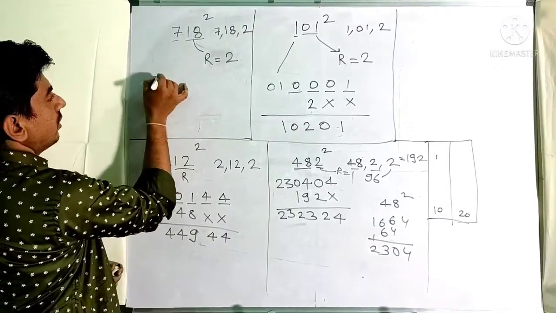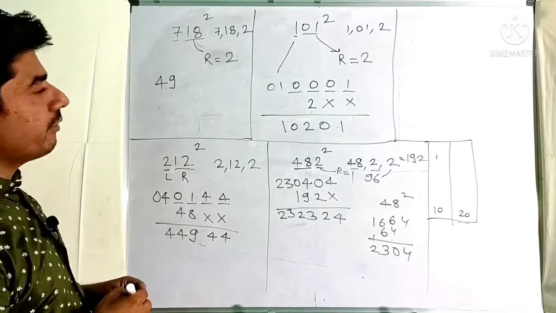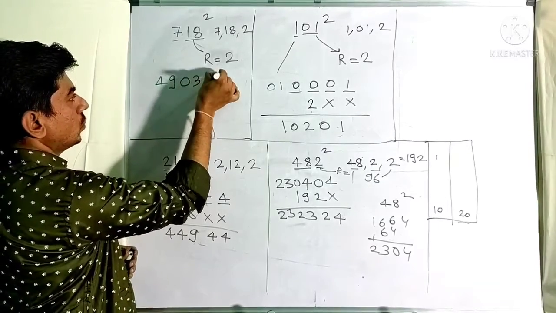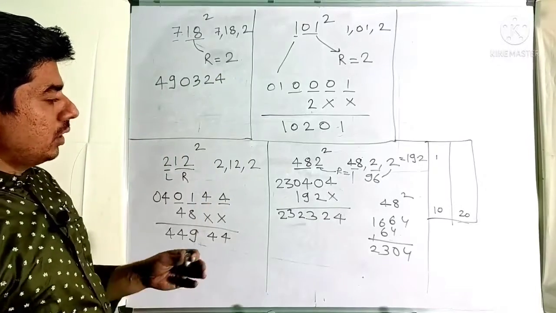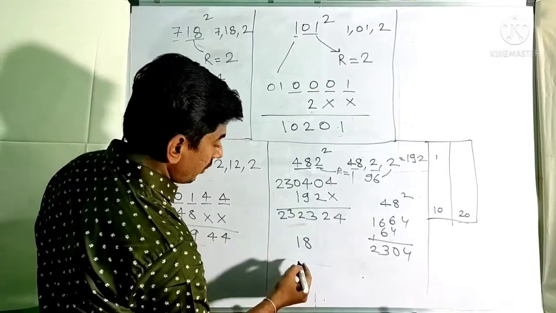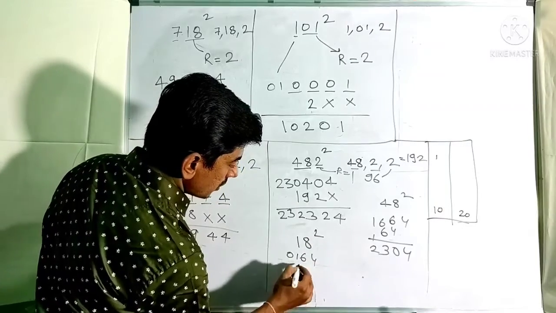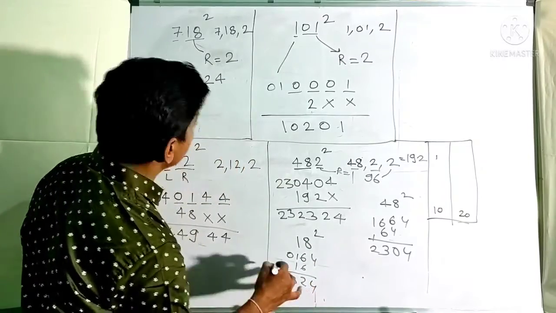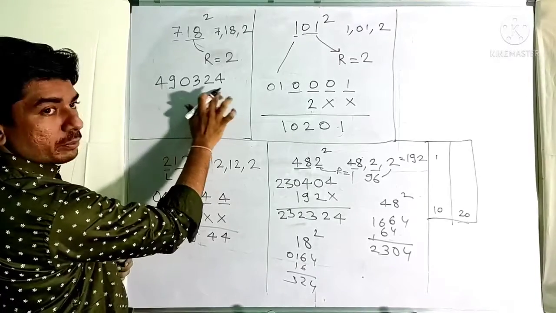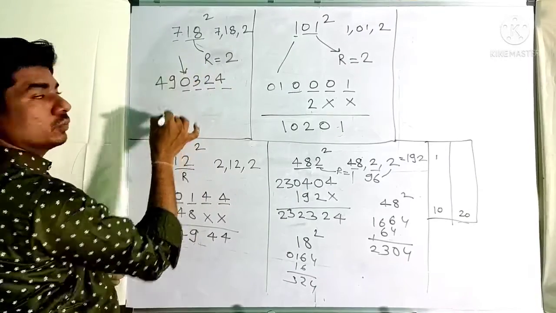Now take the square of 7, it will be 49. 18 square is 324. You have to write it in 4 digits. Let us check whether 18 square is actually 324. 8 ones are 8, 8 twos are 16, 1 carry 4, yes, it is 324. See here, I am getting a 3-digit number, but I have to write it in 4 digits. Therefore, I have added this 0.